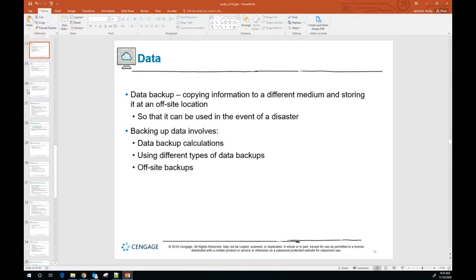All right, data backup is copying information to a different medium and storing it in an off-site location. This is something that you need to do so it can be used in the event of a disaster. When we back up our data, it involves data backup calculations using different types of data backup and off-site backups.